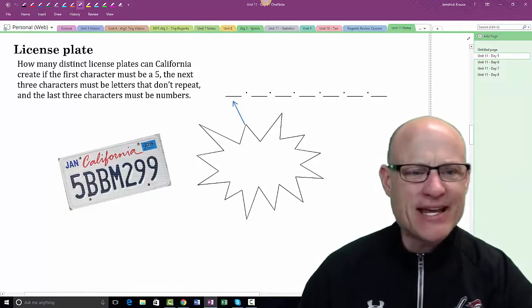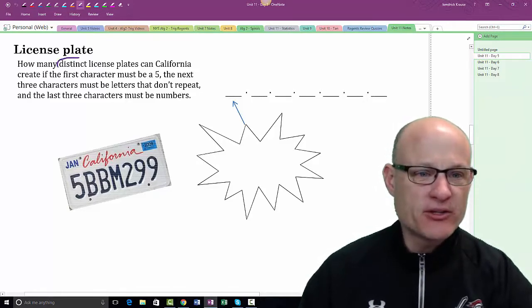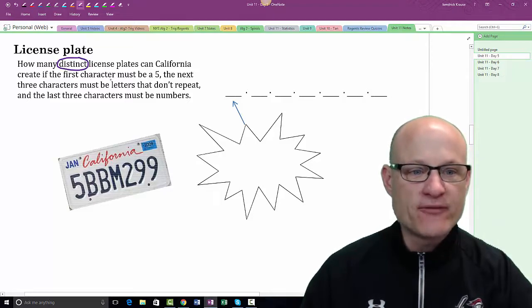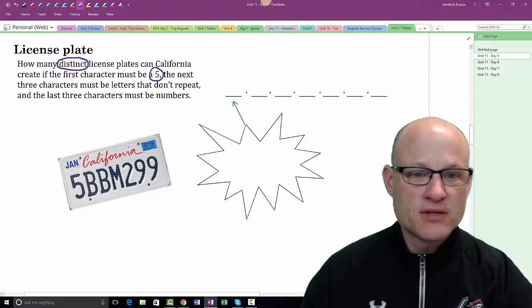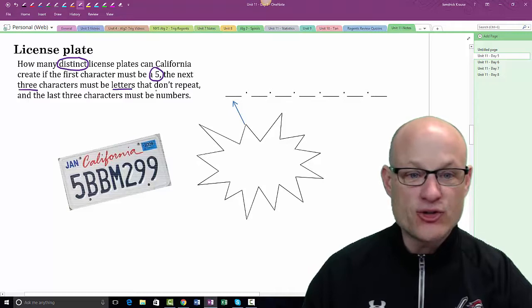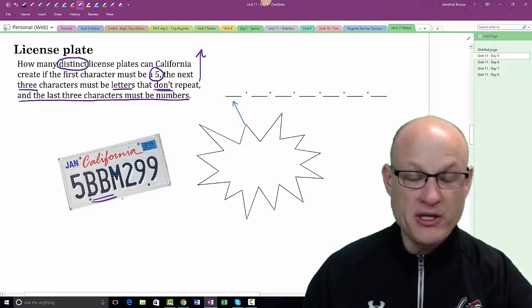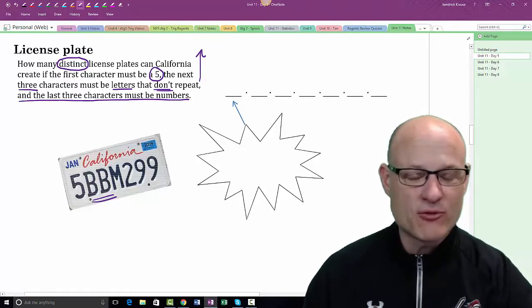How many distinct, which just means completely different, license plates can California create if the first character must be a 5, the next 3 characters must be letters that don't repeat, and the last 3 characters must be numbers. Now, in the last 3 characters must be numbers, it didn't say anything about repeating. This repeating is a huge issue, right? Notice I got 2 letters here that repeat. That would be a fail. I can't have letters that repeat.